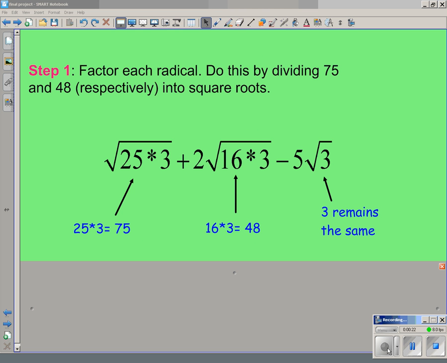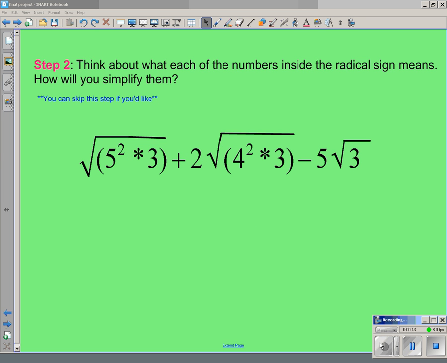The first step is to factor each radical, and you do this by dividing 75 and 48 respectively into their square roots. So 25 will go into 75 3 times. See the multiplication down here. And 16 will go into 48 3 times. But the 5 root 3 will stay the same. Then from here you can think about what 25 is, which is 5 squared, and what 16 is, which is 4 squared. And it makes it easier to picture which numbers go where.